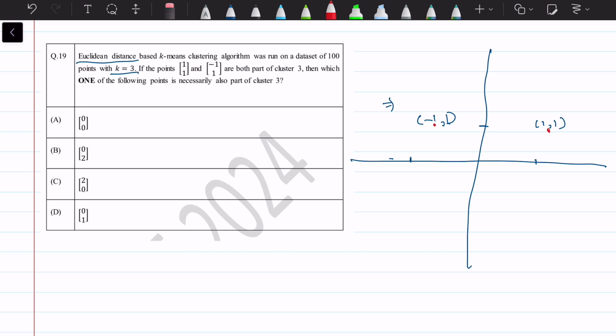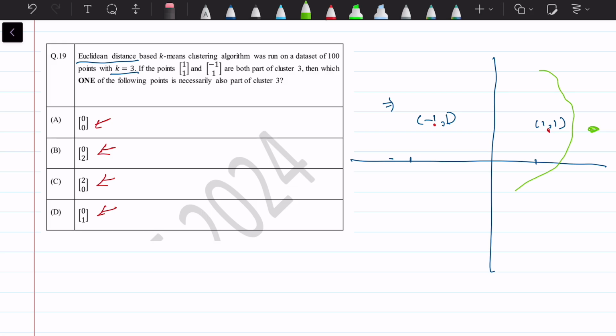Now we need to know which of these points are also part of the same cluster 3. For being a part, it should be between these points, because if it is not, then we can't surely say that it will be a part of this cluster only. Let's say some point is here, then we can't clearly say it. It is possible that a cluster forms from this side and another cluster forms on another side, and we don't know about that. Same way, if it is somewhere up or down, then we can't be sure.